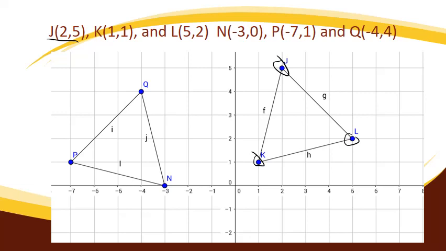So there's this triangle, and then the second triangle, which is over on the left, when N is at X is -3 and Y is 0, that's point N. Point P is where X is -7 and Y is 1. And Q is where X is -4 and Y is 4. So we have those points. We've connected those with line segments. And that was the first part of the problem, just to actually go in and graph that.